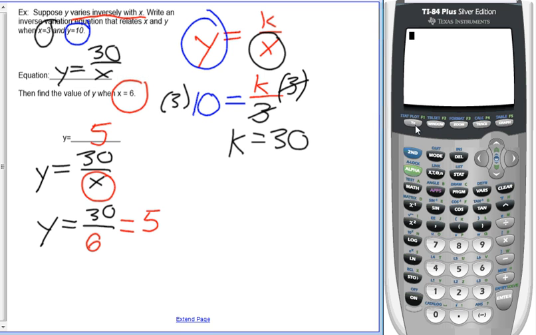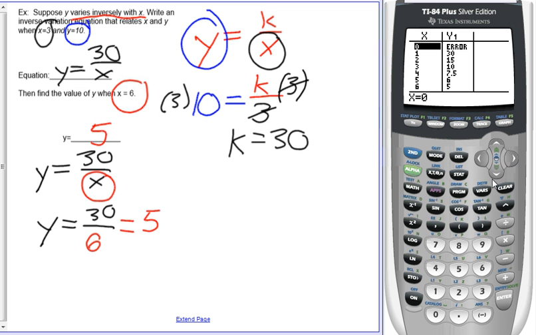Another way to do the second part of the problem is to put your equation in your calculator. So my equation is 30 divided by x, and go to your table. Second graph gives you table, and look for the value of x equals 6. So if I go down here, I can see when x is 6, y is 5. So that's the second way to solve this kind of problem. You either substitute or you look in your calculator.